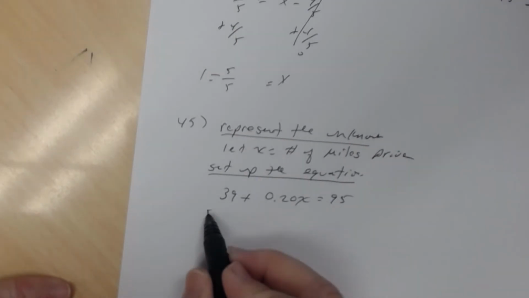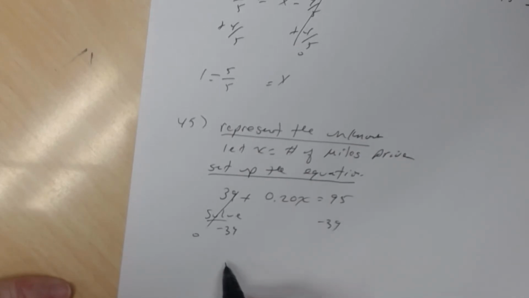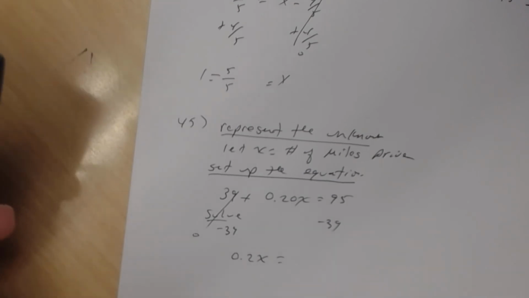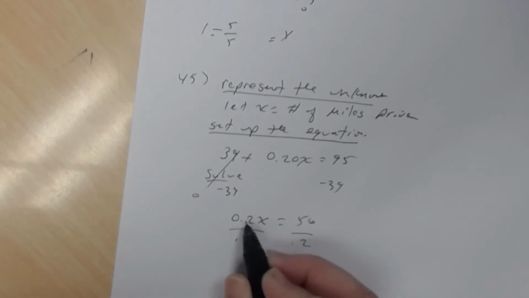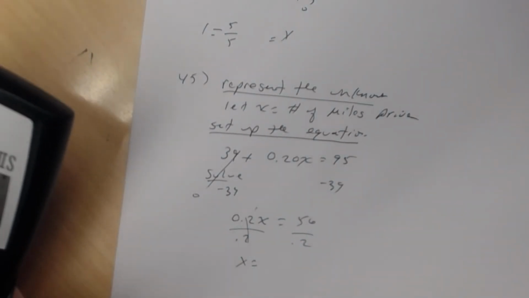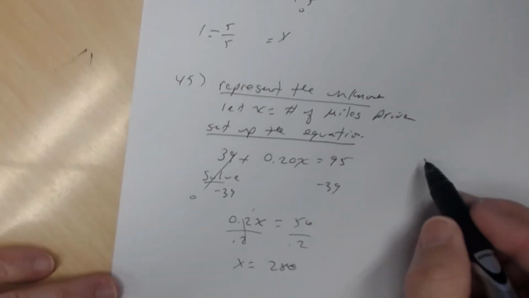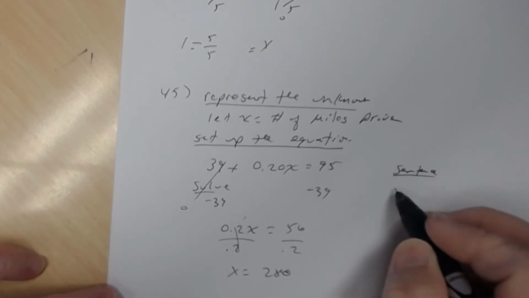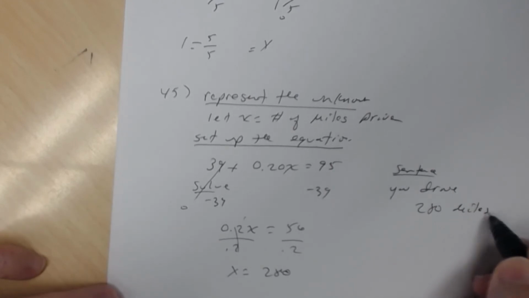Alright, so then we're going to solve. So you can subtract 39 from both sides. And then combine like terms. I get 20 cents times x is, and then let's see, 95 minus 39 equals 56. And then divide both sides by 20 cents. I get x to be 280. Alright, so your sentence, you're going to say you drove 280 miles.